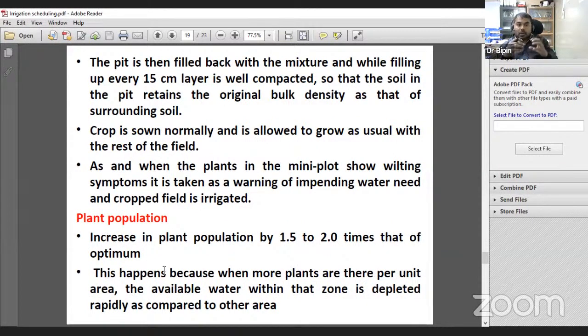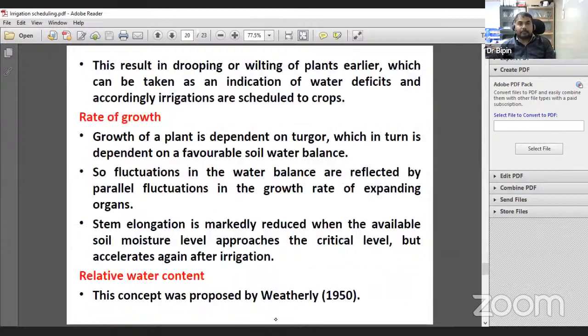So that will show an early symptom of water scarcity, and at that point you can use it as an indicator for scheduling the irrigation. This happens because when there are more plants per unit area, the available water within that zone is depleted rapidly compared to other areas. This results in drooping and wilting of plants earlier, which can be taken as an indication of water deficit, and accordingly irrigation is scheduled for crops.